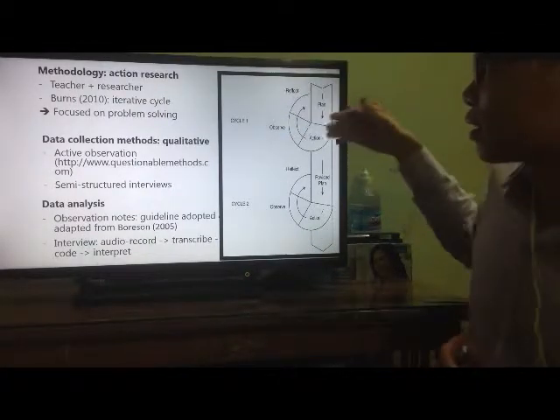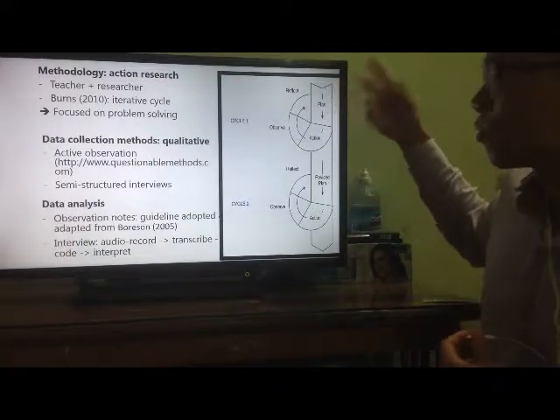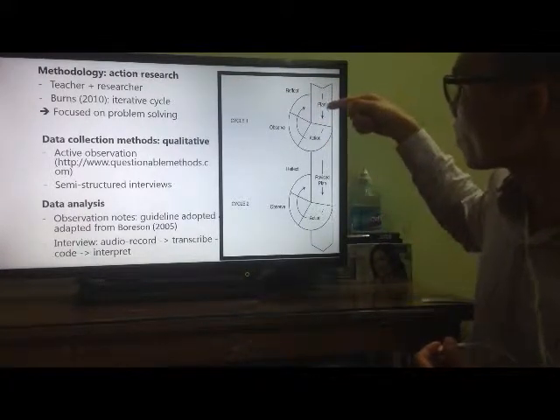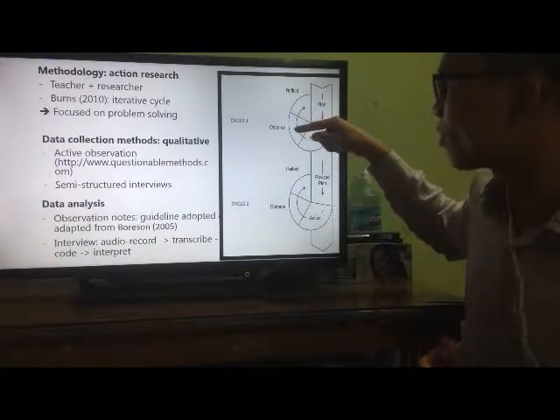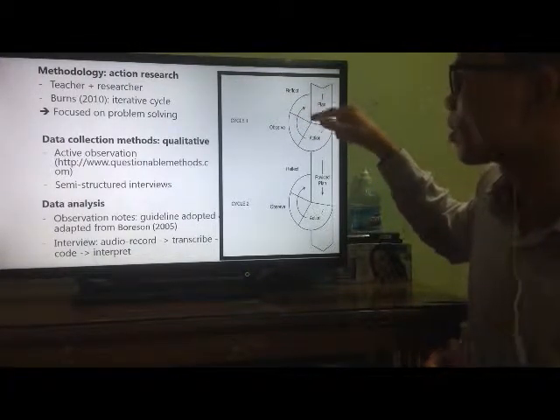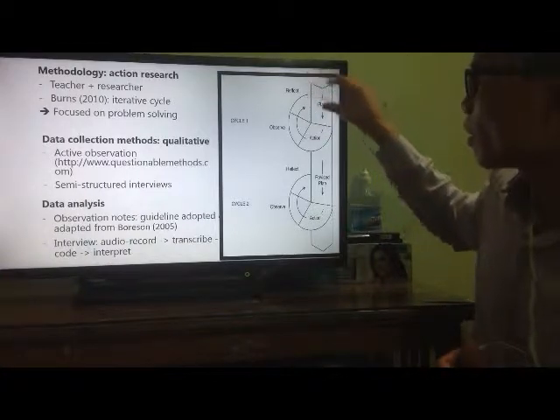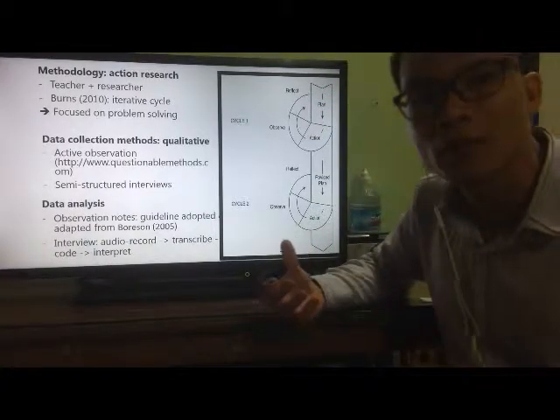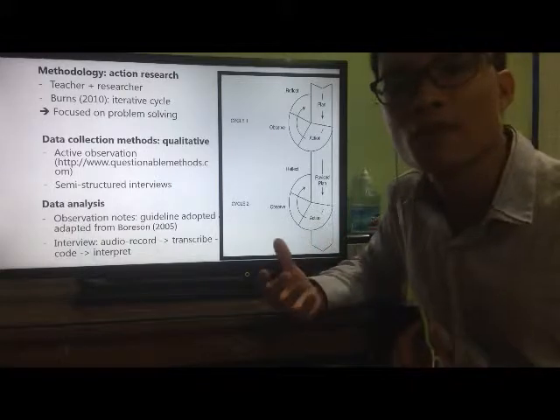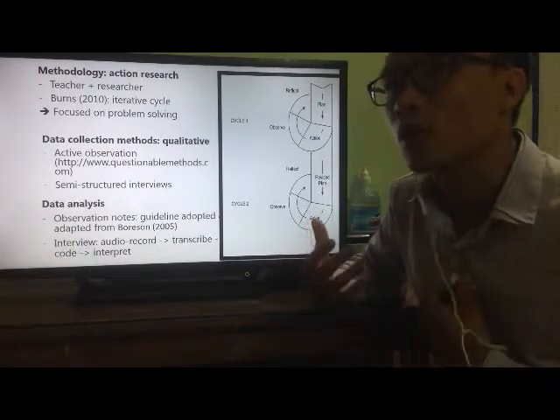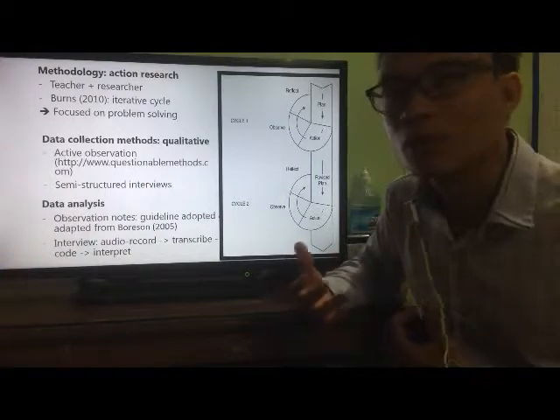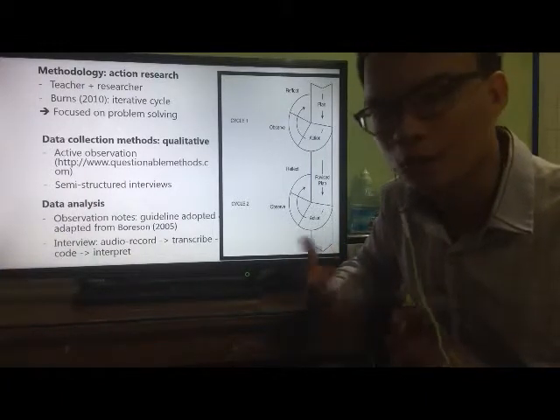an iterative cycle comprising 4 stages. The first one is planning, the second one is action, the next one is observation, and finally reflection. And the interesting thing about this cycle is it can be repeated until you are satisfied with how the innovation works, and until you've come to the desired outcome.